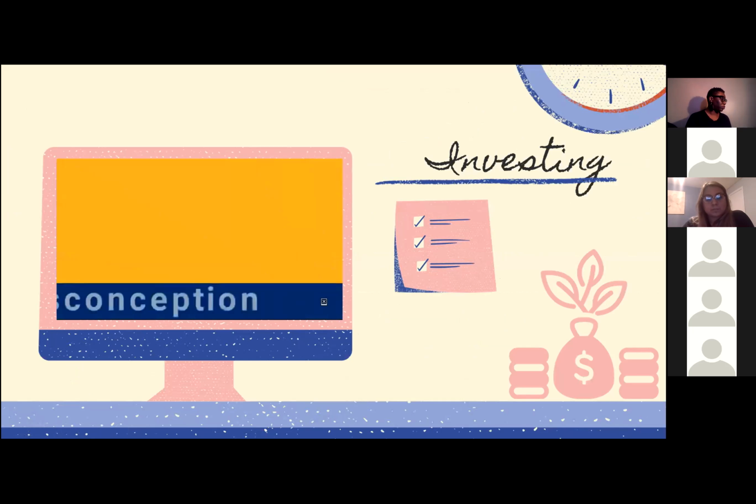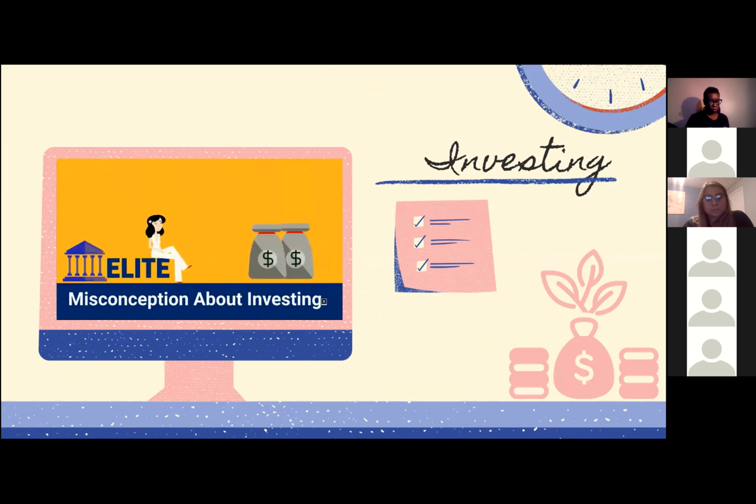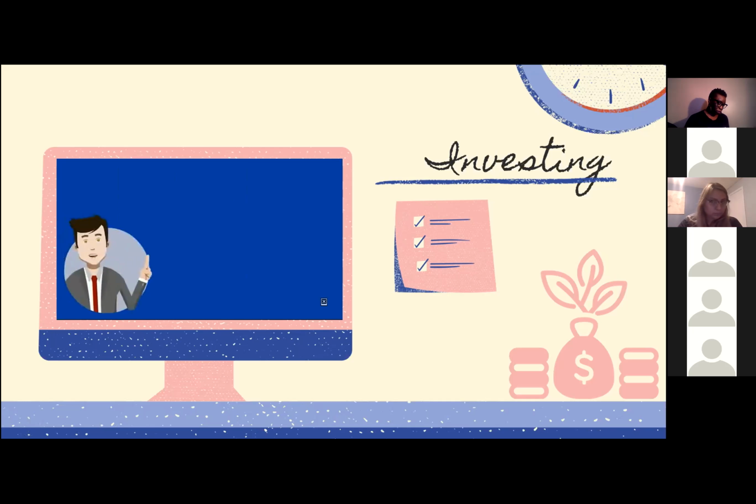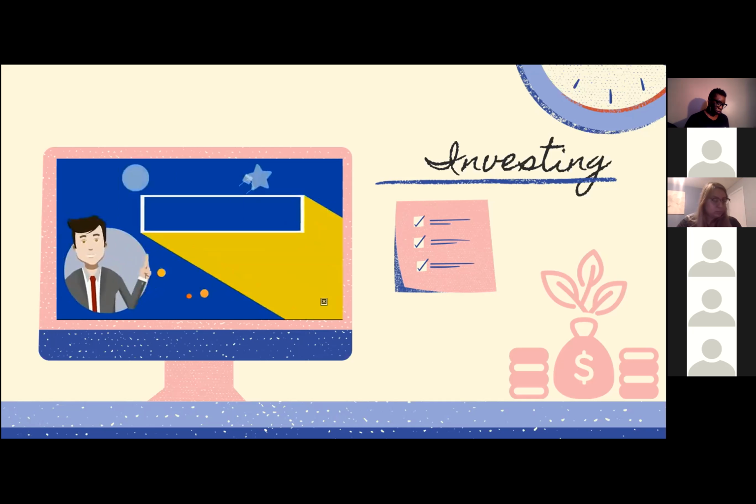The greatest misconception about investing is that it's reserved only for the elite, and that you need a ton of money to start investing. This could have been true 10 years ago, but not in 2020. All barriers to entry have been kicked out by technology and development in the sector. With all these advancements, there's no excuse for beginners not to invest. So follow these tips and start building your wealth.